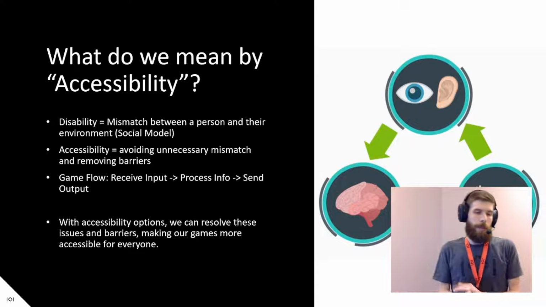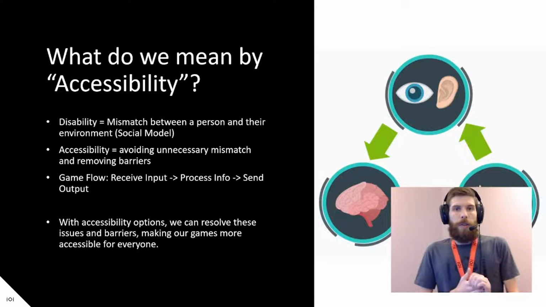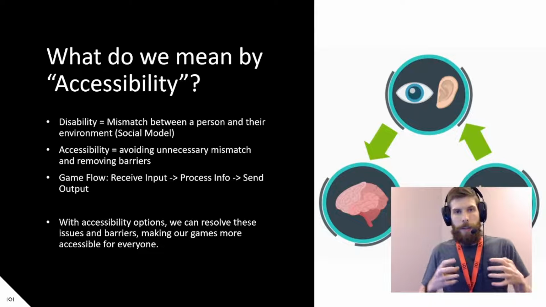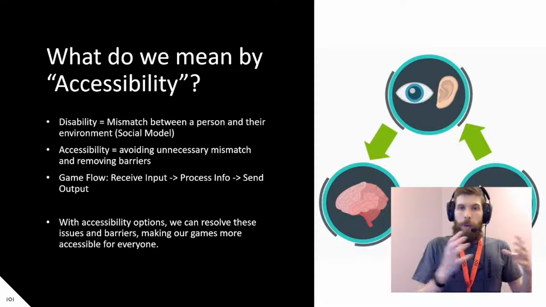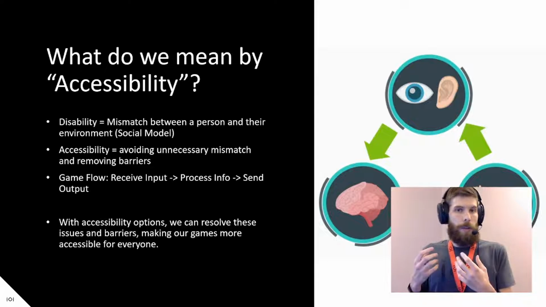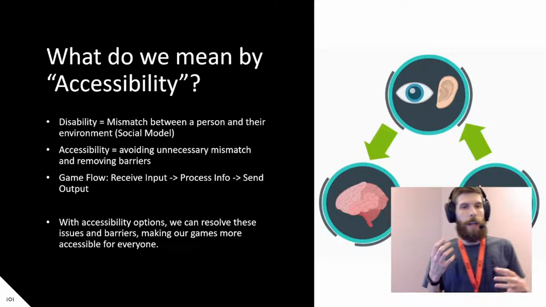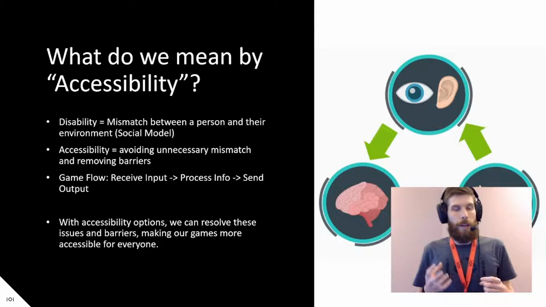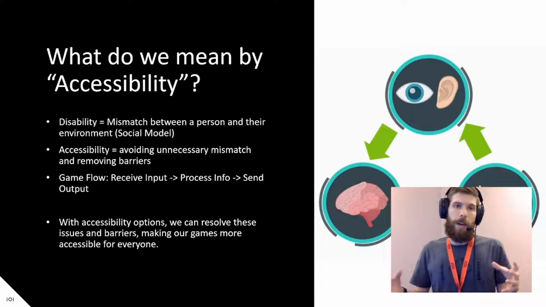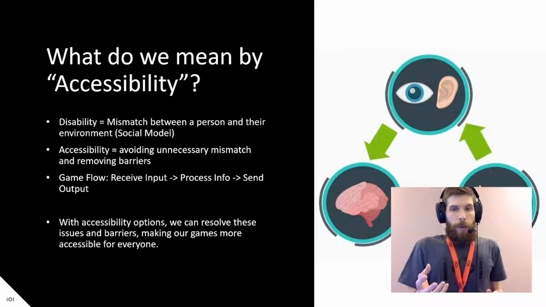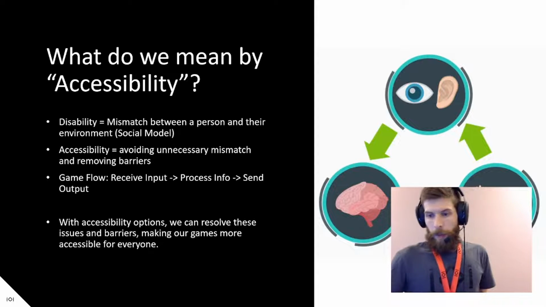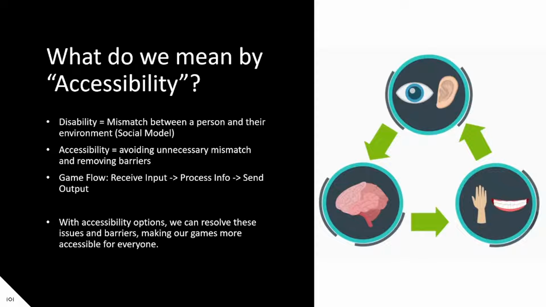So what do we actually mean by accessibility? Using the social model, we can define a disability as a mismatch between a person and their environment. If we take someone in a wheelchair in a building with stairs, the disability would actually be the stairs. The idea behind accessibility is avoiding this unnecessary mismatch between the person and their environment and removing their barriers so that they're able to still access and do everything. So for the person in the wheelchair, we can make a building more accessible by adding a staircase.